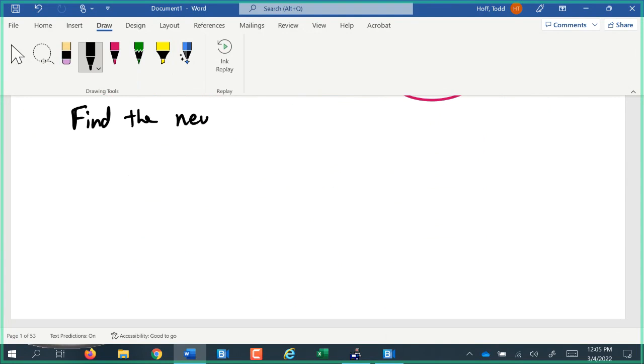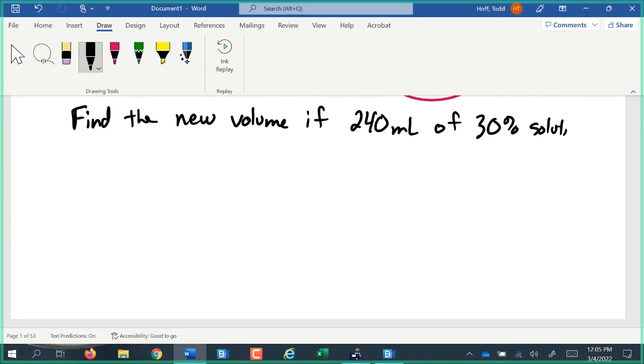Find the new volume if, let's do 240 milliliters of 30% solution is diluted to 12%.